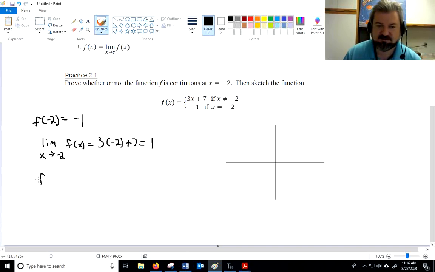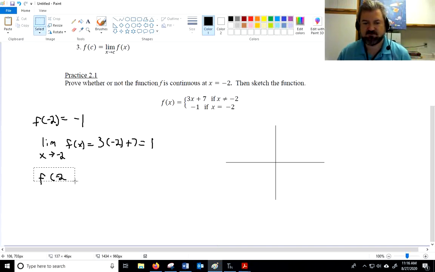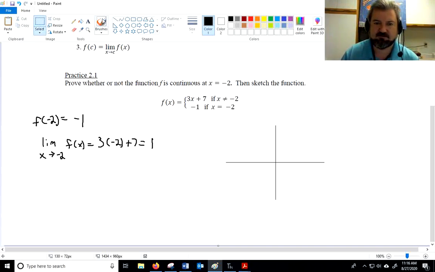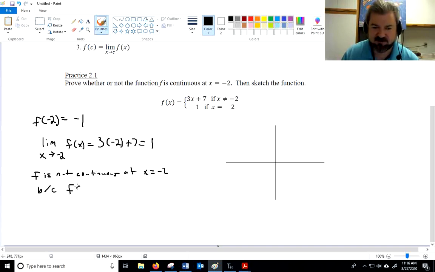So what we can see here is that the function is defined, the limit exists, but they are not the same. So I'm going to put that in a sentence. All right. So I'll say f is not continuous at x equals -2. Why? Because f of -2 does not equal the limit as x approaches -2 of f of x.